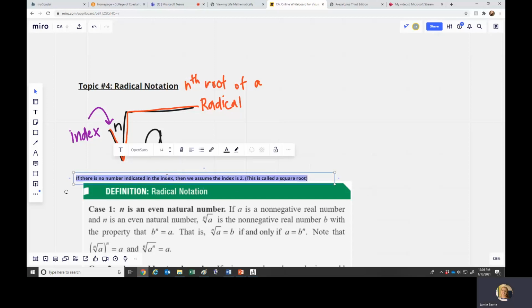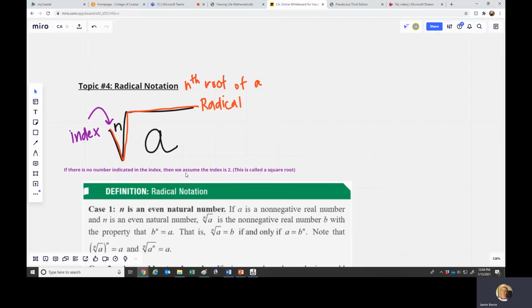Let's make that purple so it kind of matches with the index. There we go. If there's no number indicated in the index, then we assume the index is 2. This is called a square root. And then the number or the expression that is inside of the radical is called the radicand.